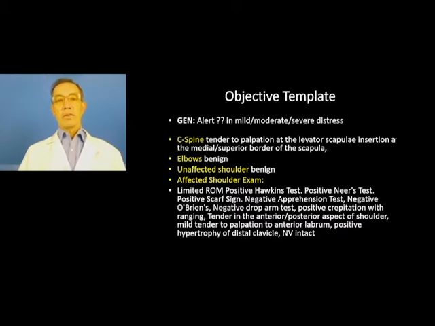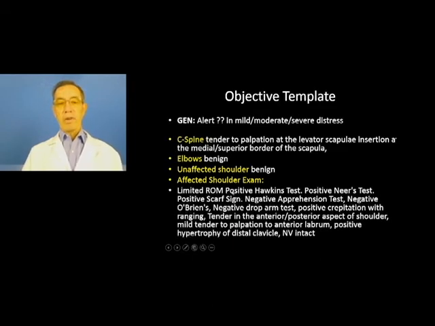On the objective or the physical findings, you're going to look at the joint above and below in orthopedics. So the cervical spine is above the shoulder, then the elbows are below, and then you want to make sure you know which is the unaffected shoulder and which is the affected shoulder.